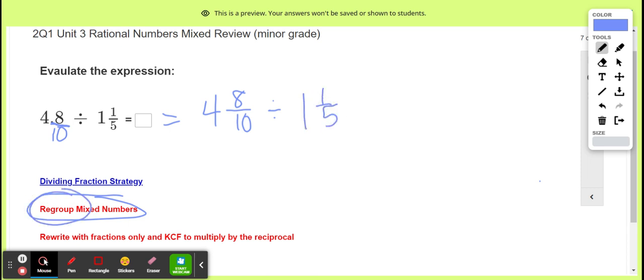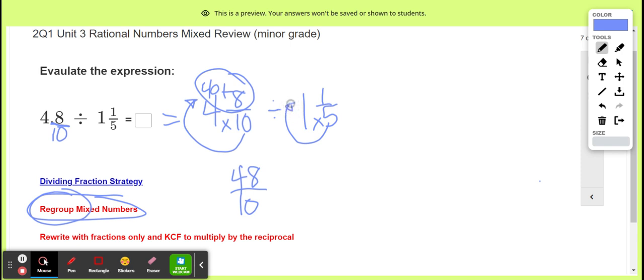So let's regroup the mixed number. 10 times 4 is 40. And then we add it back into the fraction. So we have 48 over 10. And we're going to regroup this one. 5 times 1 is 5 plus 1 is going to give us 6 over 5.